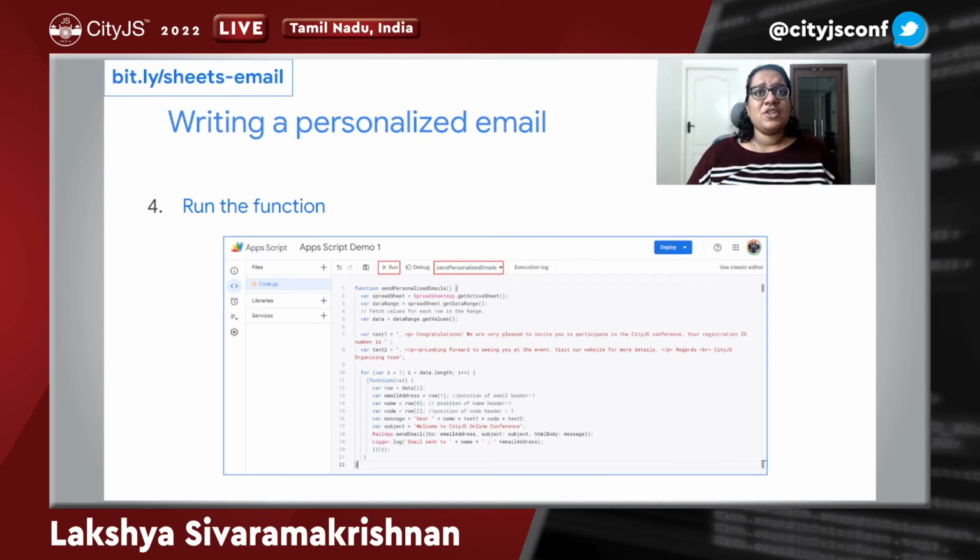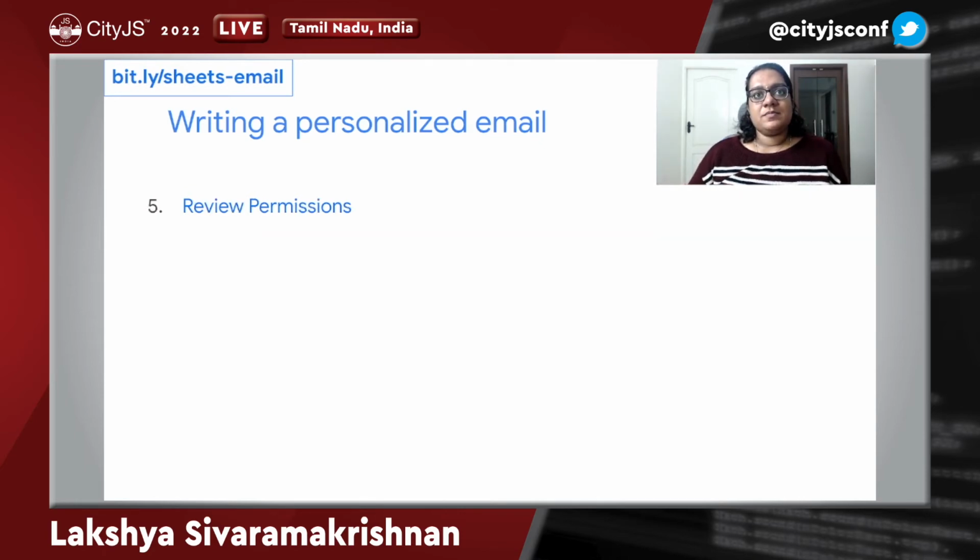How do you run a function? Basically, since there's only one function here, it will be selected for us. So here you can see sendPersonalizedEmails, and then you click on the run button. The moment you click on run, it will ask you for some permissions. So you will get a dialog which says review permission, and here is how you review the permission. I'll show you through a small clip.